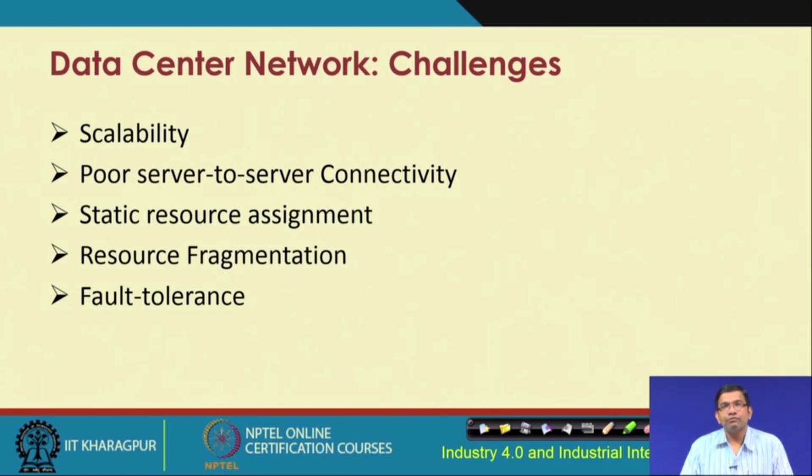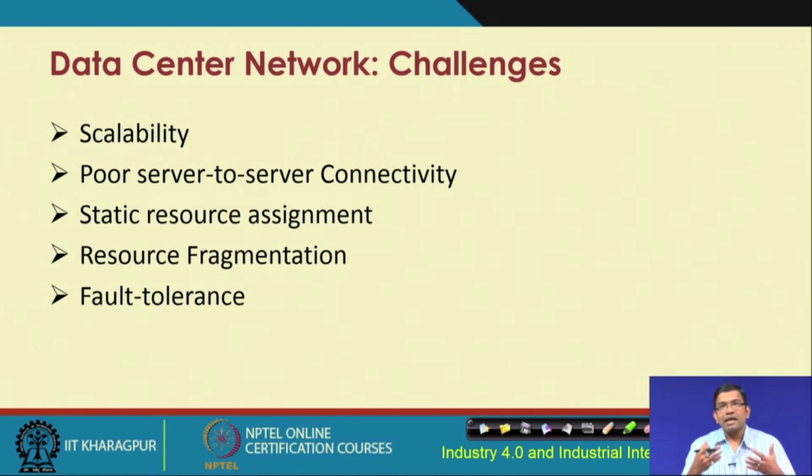You have to deal with a large number of different things, and poor server to server connectivity can be a challenge because it heavily bases on fast connectivity between these different distributed servers and distributed D cells, cubes and racks and so on. Static resource assignment is a challenge. So, dynamically you have to assign these different resources as per the availability and the requirements that are coming from these clients. Resource fragmentation: some part of the resource lies in one location, another part of the resource lies in another location. So, the distributed resources will have to be handled properly.